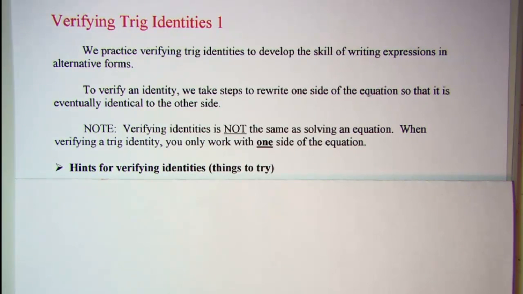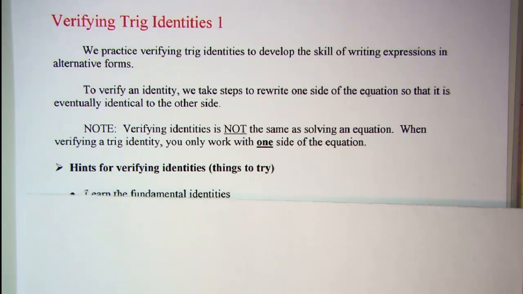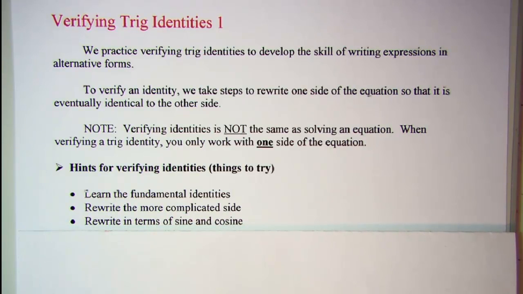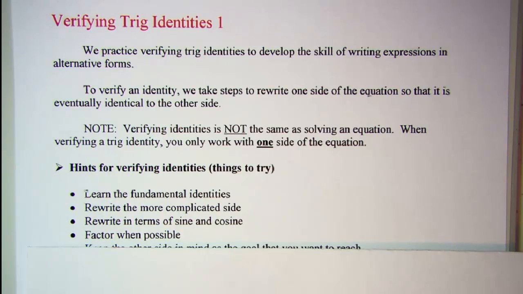Some hints for verifying identities. And these are just things to try. First of all, it's important that you learn the fundamental identities. It helps to rewrite the more complicated side. And then also sometimes it helps to rewrite in terms of sine and cosine. If possible, you may want to factor.